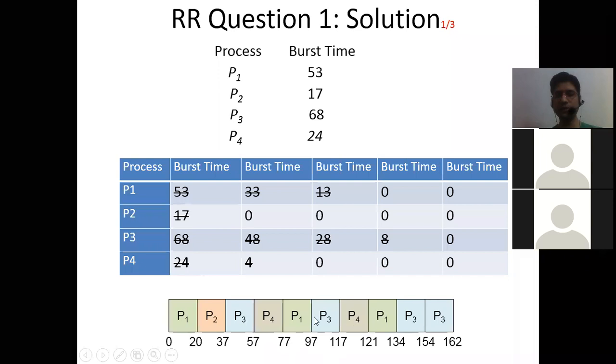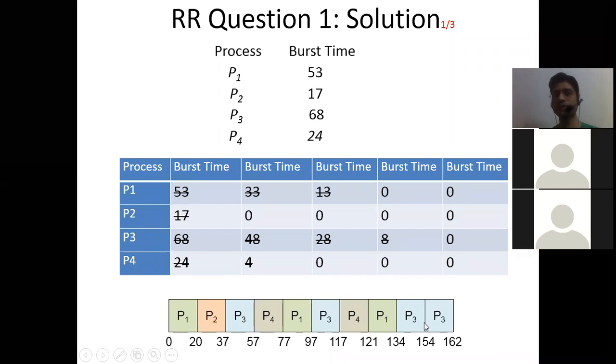P1, P2, P3, P4, then P1, P3, P4. Why P1, P3, P4? Because P2 has finished its execution. Now in the last turn, you can see that P2 and P4 have finished execution. So which processes are remaining in the ready queue? They are P1 and P3 only, understand?